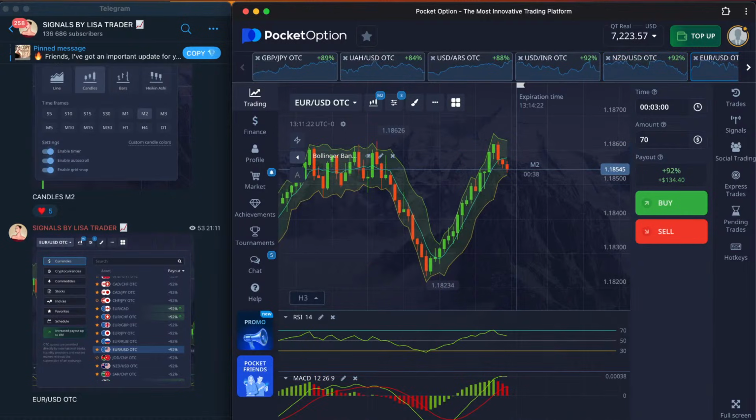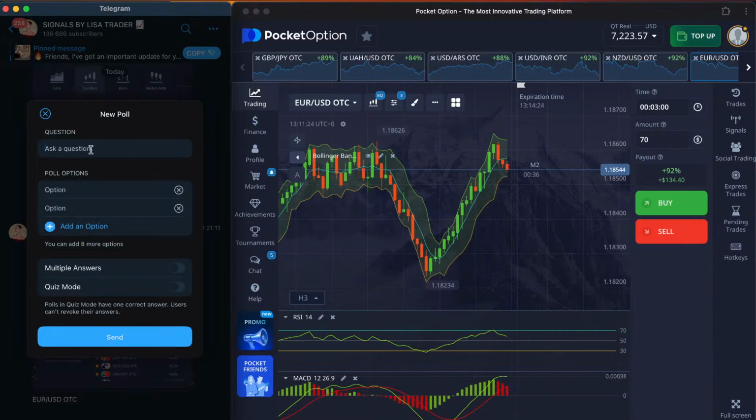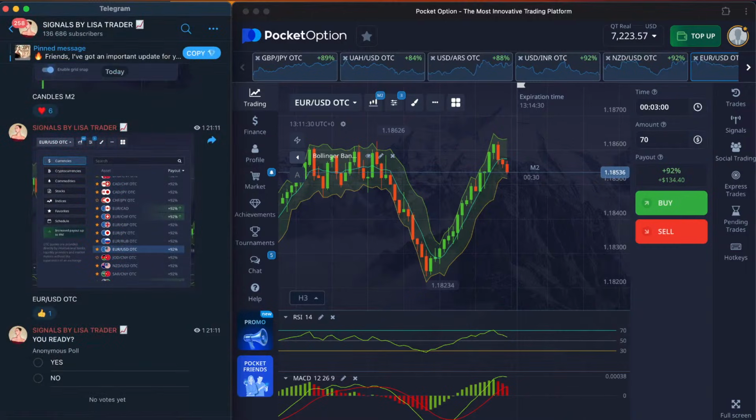And here is still the continuation of the downward trend, so I'm going to do a poll to see if you're ready or not. If you're ready, you can just find this currency pair in the search. And guys, again, as I said before, on YouTube you don't follow the signals. On YouTube there's a lot of delay, so you follow the signals only from the chat.